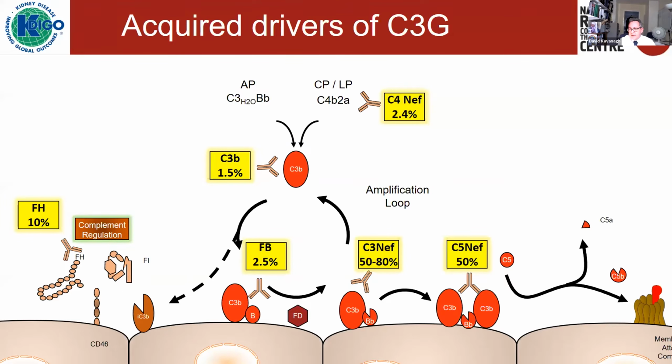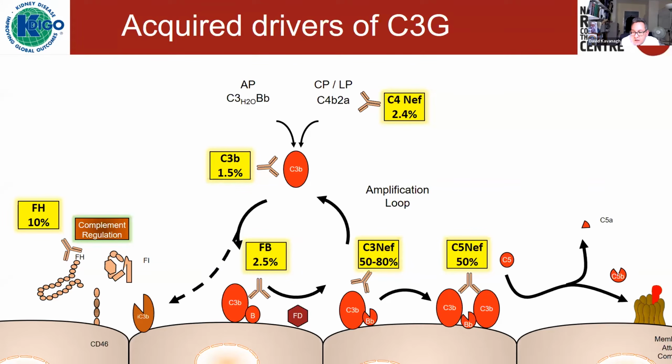Now, unlike atypical HUS, which is the other prototypical disorder of complement dysregulation in the kidney, C3G is a predominantly acquired disease. In C3G, you have autoantibodies against a variety of different complexes and proteins. And clearly the commonest and the one best known is the C3 nephritic factor.